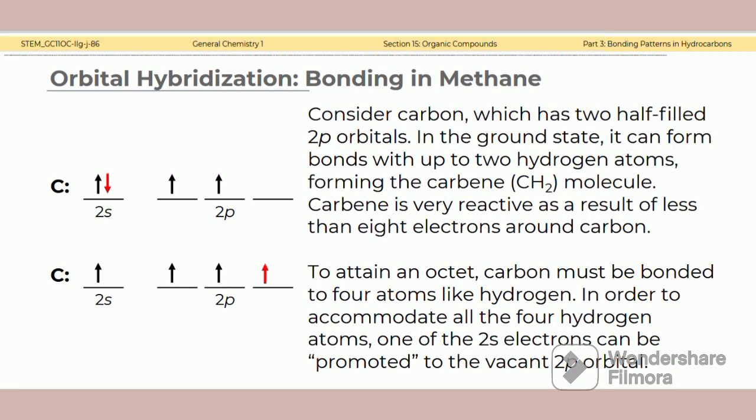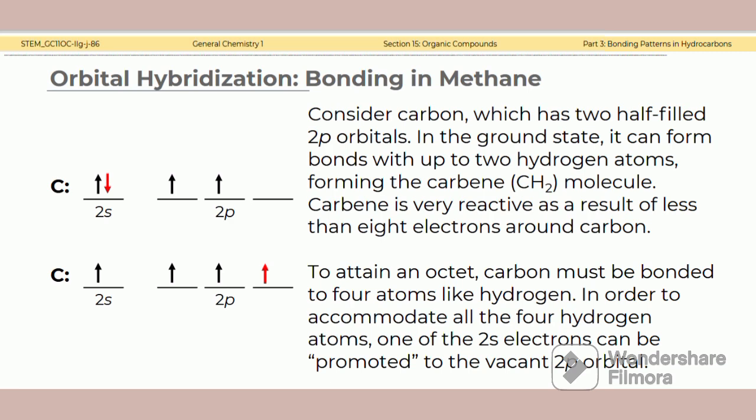Consider carbon, which has 2 half-filled 2p orbitals. In the ground state, it can form bonds with up to 2 hydrogen atoms, forming the CH2 molecule. Carbon is very reactive as a result of having less than 8 electrons around it. To attain an octet, carbon must be bonded to 4 atoms like hydrogen.